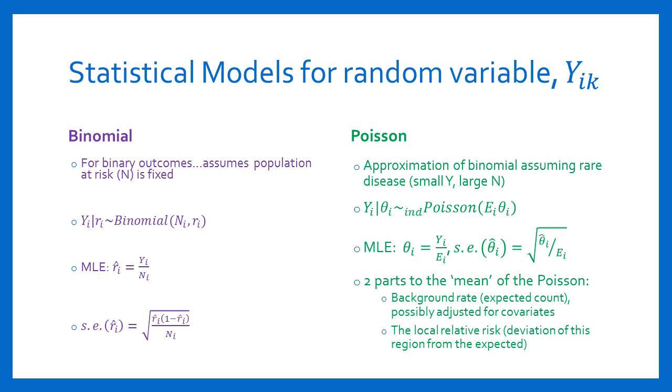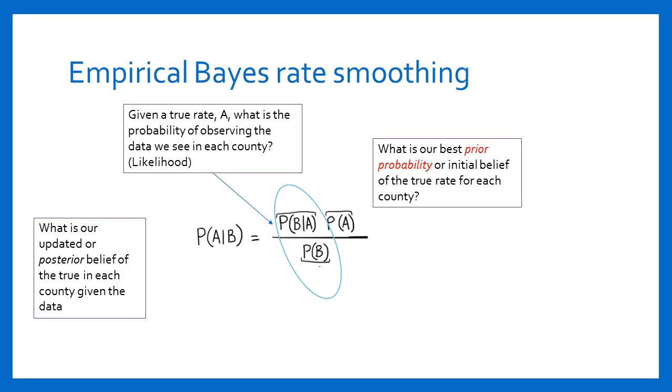And then the theta_i, that Greek symbol, is the local relative risk. How much does this county deviate from the expected count? How far is it above or below the expectation? And with those two bits of information, we can say that the count of events is distributed Poisson. And that means we can take advantage of some statistical tools that let us make inference about Poisson. Okay, I'm not going to say more than that.